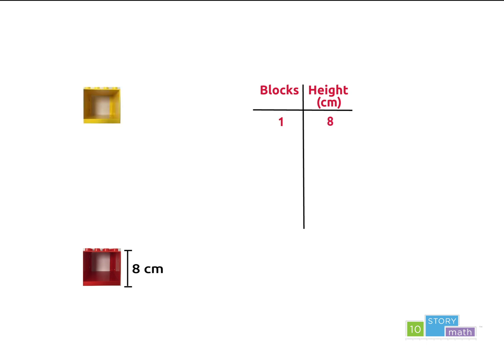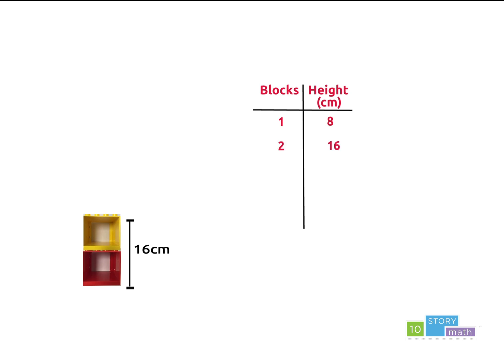In this example, I'm building a tower out of blocks. Each block is 8 centimeters tall. I'm going to create a table to record the data. One block has a height of 8 centimeters. Let's add a second block to the tower. 2 blocks stacked together have a height of 16 centimeters. Let's add that information to the table.